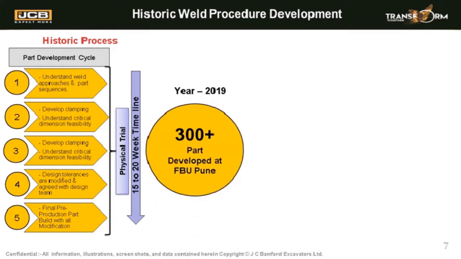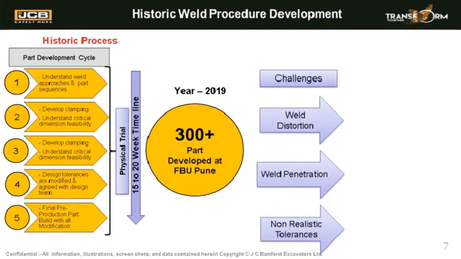In terms of the scale of resources needed for our fabrication business unit in Pune alone, they developed over 300 parts last year. So there's a lot of physical testing for weld procedures and tooling, as you can see. And the main challenges are minimizing weld distortion, weld penetration, and agreeing weld tolerances with the design, distortion tolerances with the design teams, who generally specify the tightest tolerance possible.